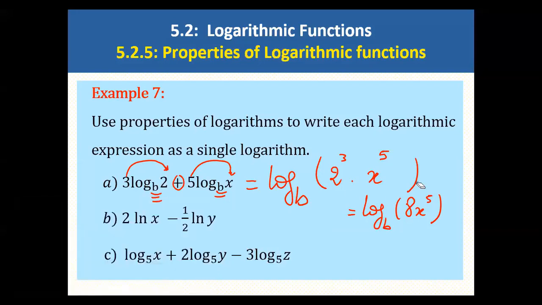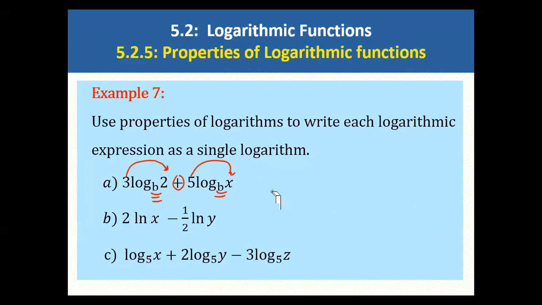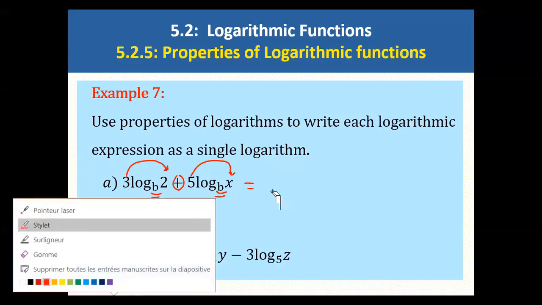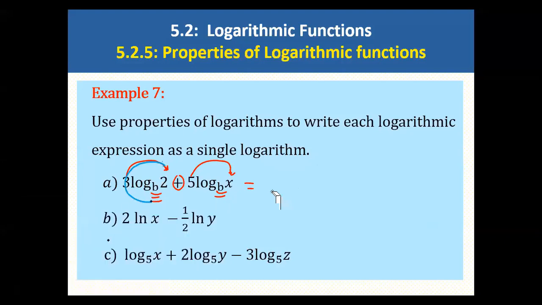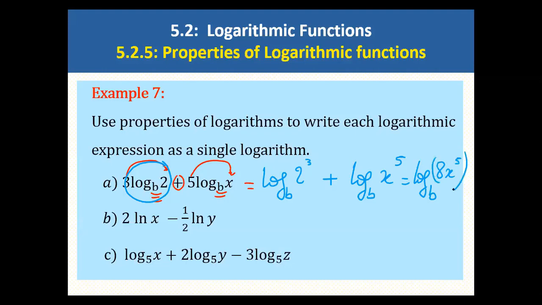If you master it, you can do it fast. If you want to do it step by step, you start with this step: 3 log base b of 2 becomes log base b of 2 cubed plus log base b of x to the 5, and then you transform the addition into a product: log base b of 8 x to the 5. Okay, so that is how to do it properly step by step.